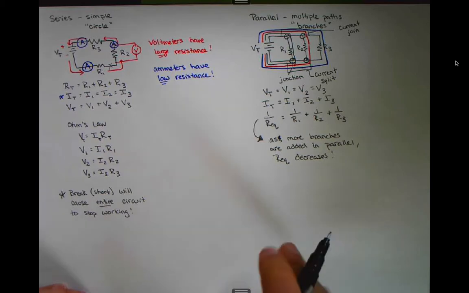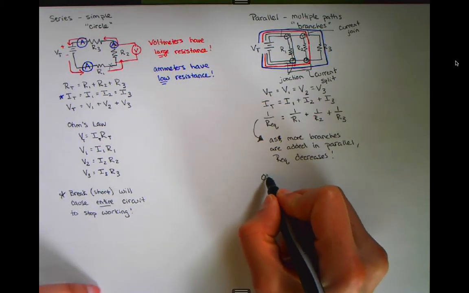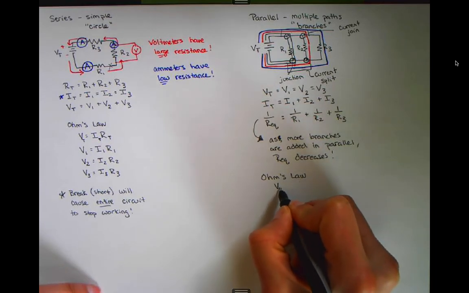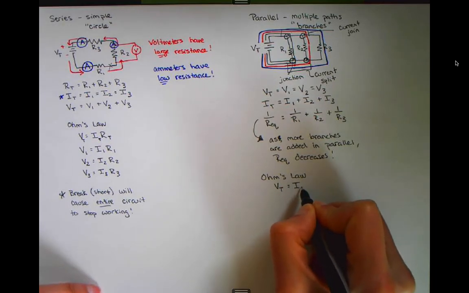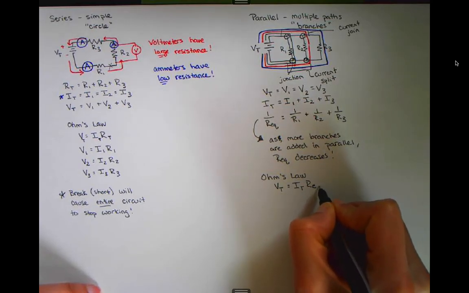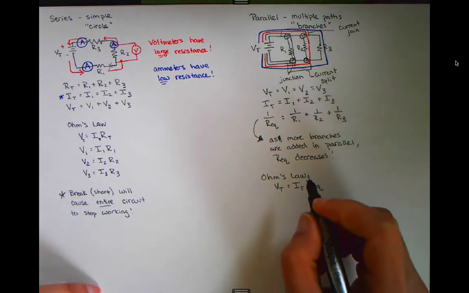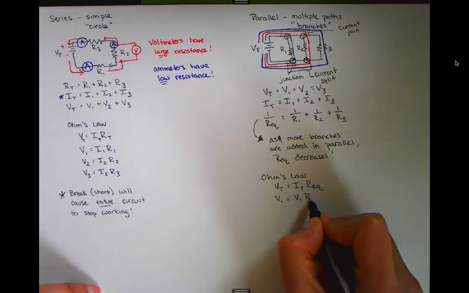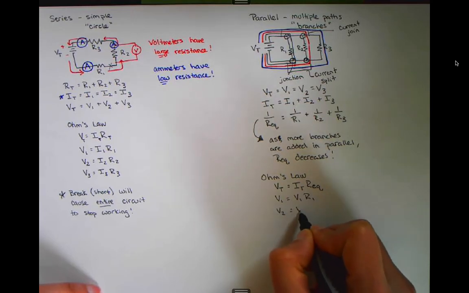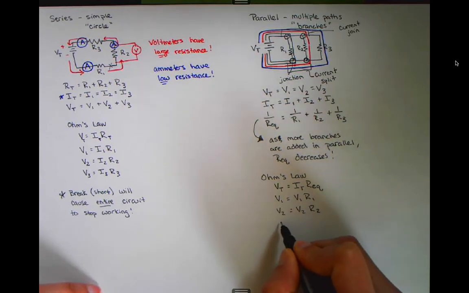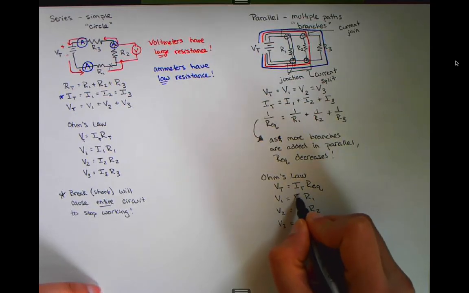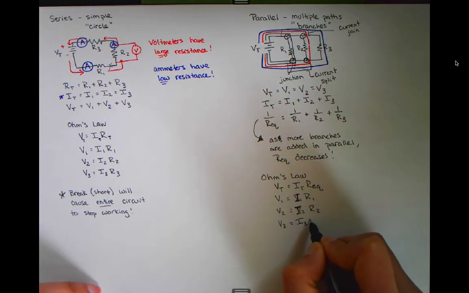Okay. Again, with a parallel circuit, we use Ohm's law. Right? So you have Ohm's law that's going to apply for the circuit as a whole. So V total equals I total times R total. But here I'm going to use REQ just so you don't get confused. And then you can also use Ohm's law for each branch. So V1 equals I1 times R1, V2 equals I2 times R2, and V3 equals I3 times R3.